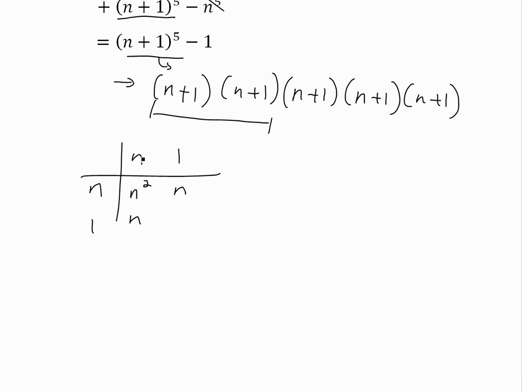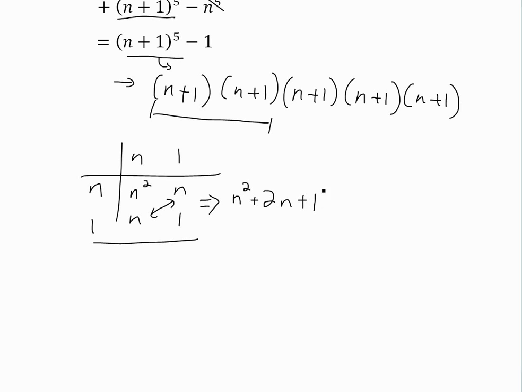So 1 times n is n, and here 1 times 1 is 1. And then we add the diagonals. These are the same powers. Then this equals, let's put an arrow here, n squared plus 2n plus 1. So we just add up everything plus 1, and the diagonals are the same, so we just add them up like 2n.